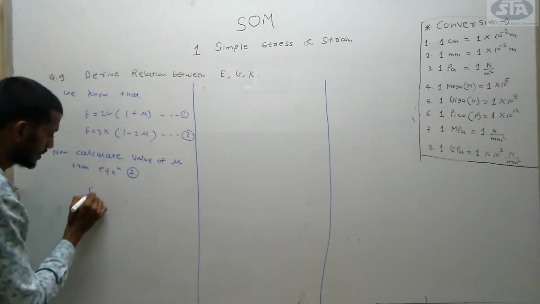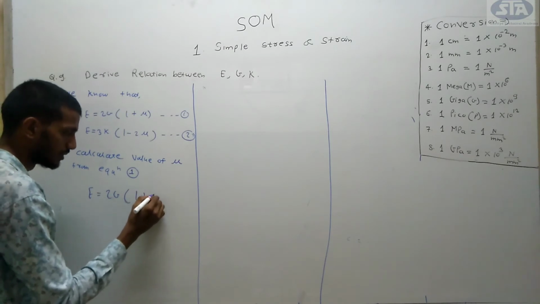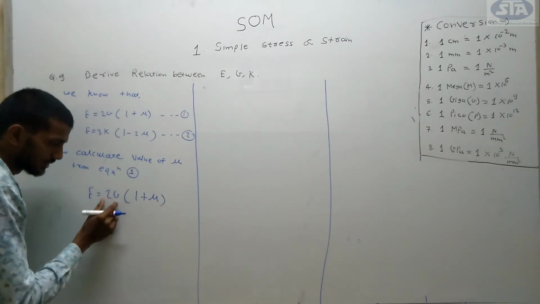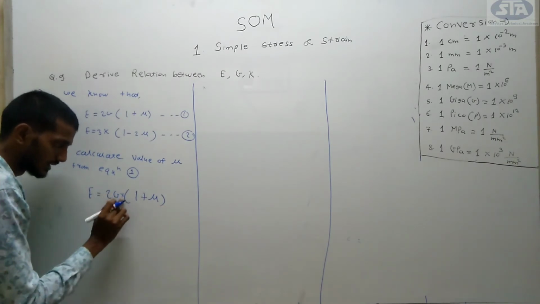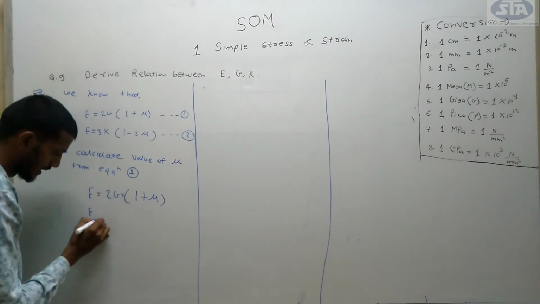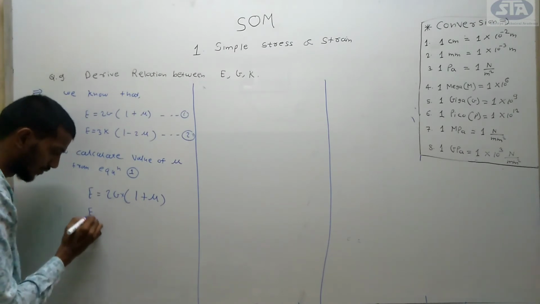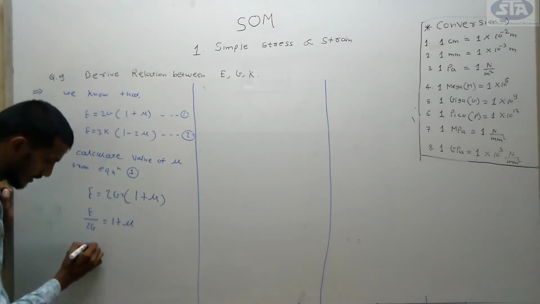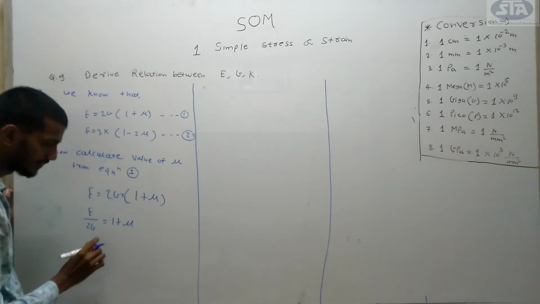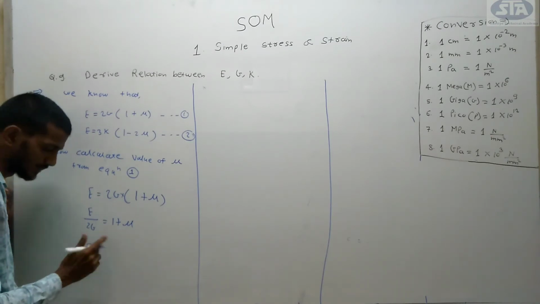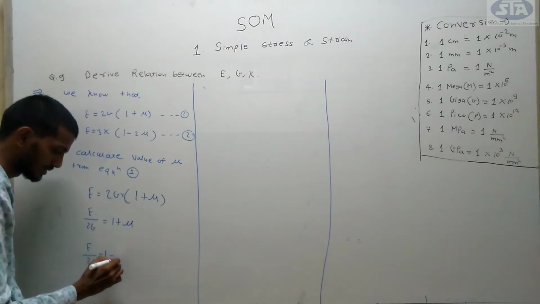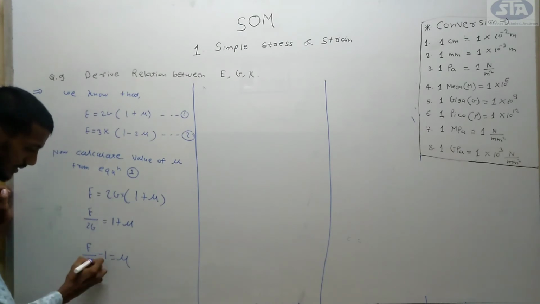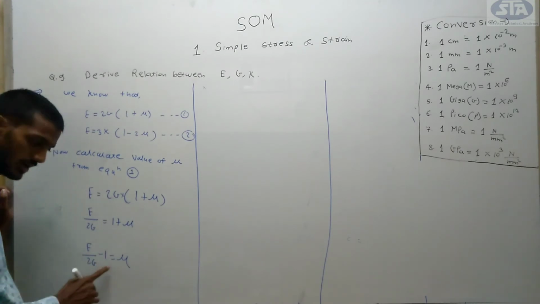Therefore E is equal to 2G into 1 plus mu. Now 1 plus mu is in the bracket and 2G is outside the bracket, that is 2G is in multiplication with 1 plus mu. That's why when we write it on the left hand side, it comes in division of capital E. That's why E upon 2G is equal to 1 plus mu. Plus 1 is on the right hand side; when we shift it to the left hand side, it becomes E upon 2G minus 1 is equal to mu. So we get the value of mu, which is E upon 2G minus 1.